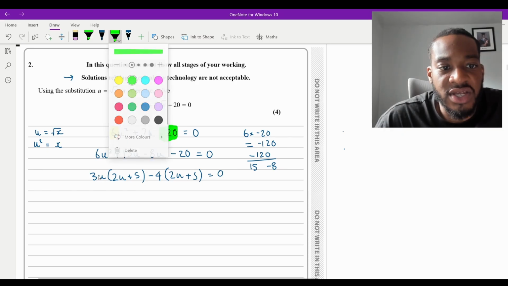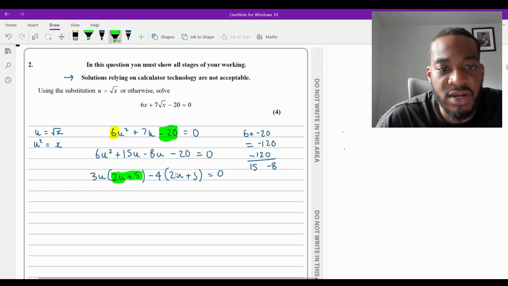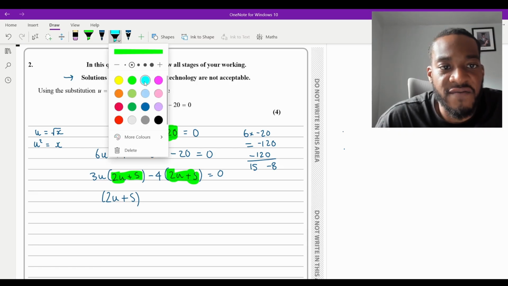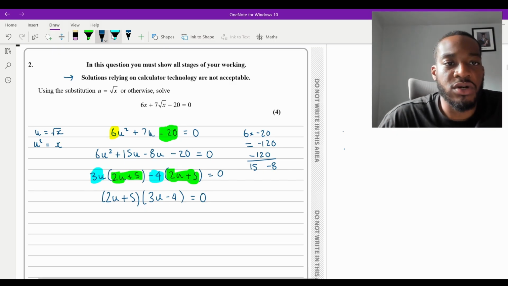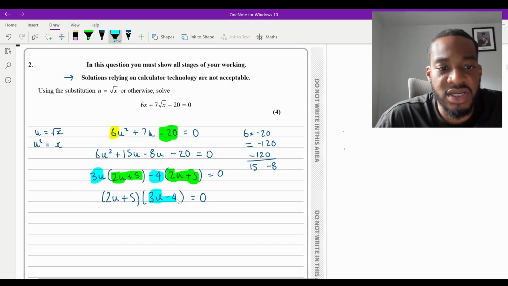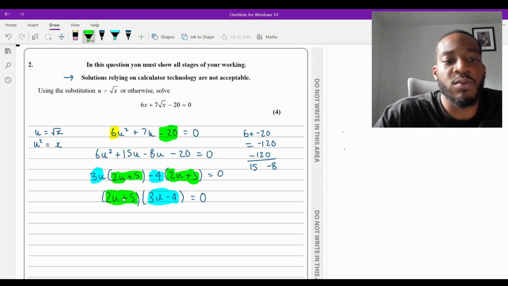Quite clearly, we can see we've got the same factor twice. So I'm going to bring that out. So if I bring that out, I'm going to have 2u plus 5 in a bracket. And then we're going to be left with these two here, isn't it? 3u and a minus 4 in a separate bracket. So it's going to be 3u minus 4 is equal to 0. So we factorized it. And then now, what I'm going to do, actually, let me just highlight this so it's clear to see what's going on here. So I've got that factor there, and I've got this one here. Okay, so we factorized it.